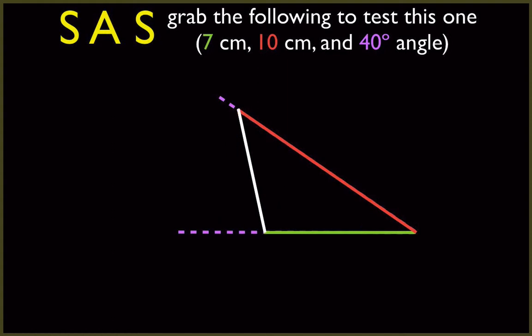And because of that, SAS is also another form of congruency. We're going to look at how we're going to use these later, but it's saying that if a side, an angle, and a side occur in that order, then guaranteed you can only create one unique triangle.